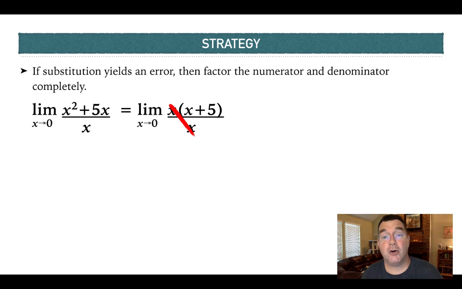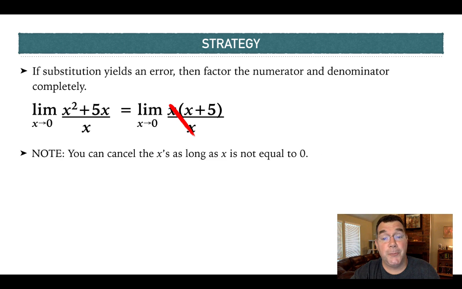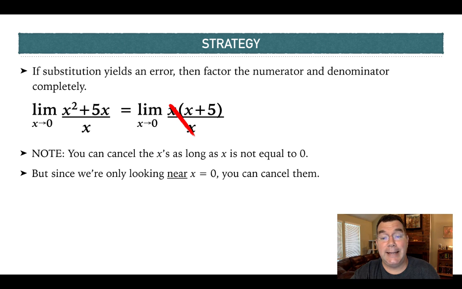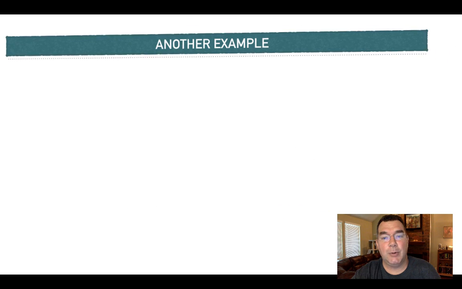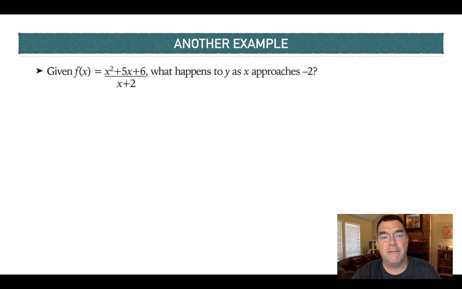Now notice you can't cross out factors in a fraction if they're both equal to 0, but luckily x is approaching 0, so it's not actually equal to 0, so I can go ahead and cancel those out. So what I'm left with is the limit as x approaches 0 of x plus 5. Now I'm in a position where I can just replace x with 0, and I get 0 plus 5, and that's 5. So as x approaches 0, y approaches 5, as we saw in the graph and the table. So that's more of an algebraic proof of that.